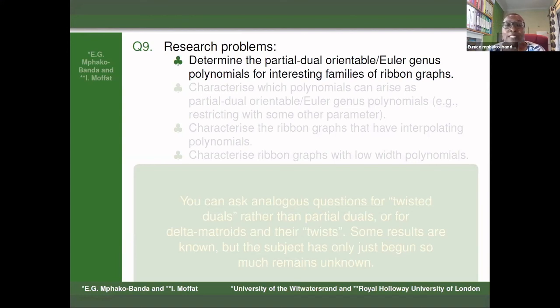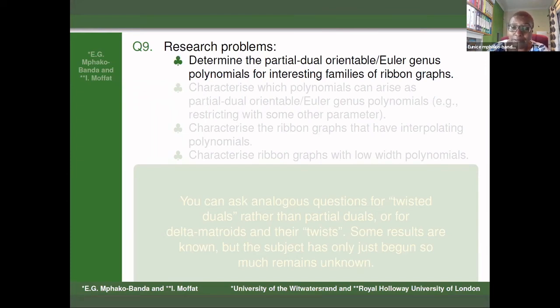For example, determine the partial dual orientable Euler genus polynomials for interesting families of ribbon graphs. For this research problem, all you need to know is what ribbon graphs are and what families of ribbon graphs are. Maybe you can define your own family of ribbon graphs and start calculating the polynomials.